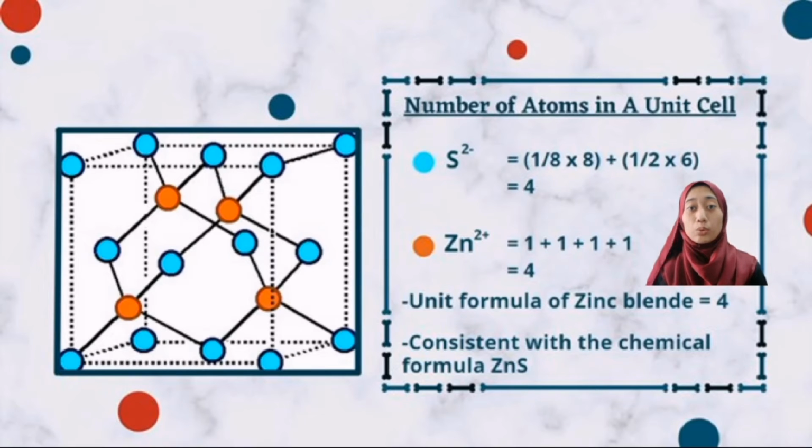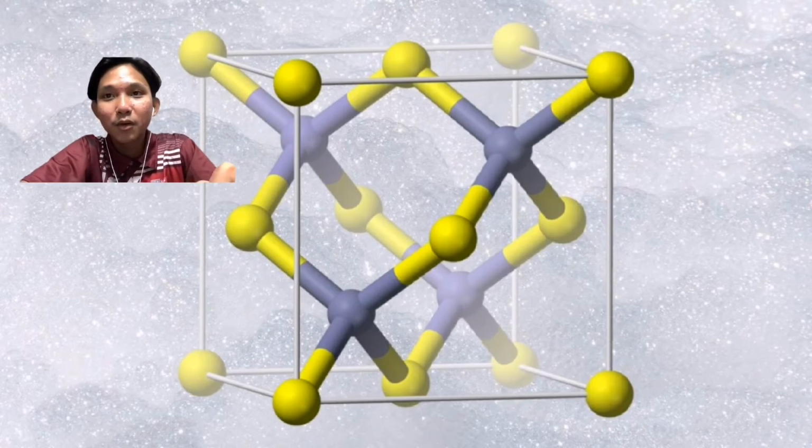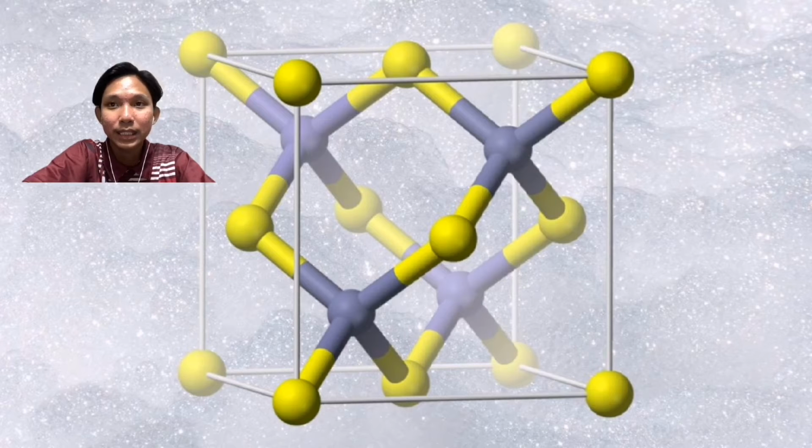Now that we are done with the unit formula of zinc blende, let us move to the next section that will be presented by Ayuni. Now, I will continue the presentation on this topic. So for my part, I will focus on the location of each atom, and to show you clearly on which position each of the atoms is exactly located, I will draw on the structure as shown in the slide.